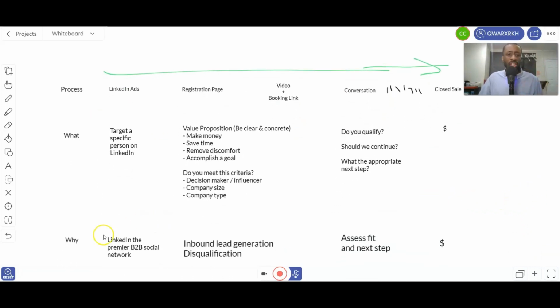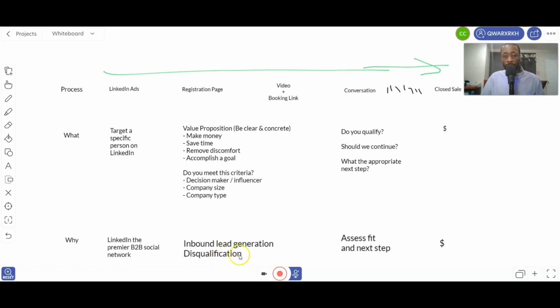Because we know that LinkedIn is the premier B2B social network. We know that many professionals have a LinkedIn profile, and LinkedIn gives us access to the audience. Okay, that's kind of self-explanatory. This process gives us inbound leads. Now people are coming to us. They're raising their hands and saying, yes, I want more information. I want to interact with someone about this thing.